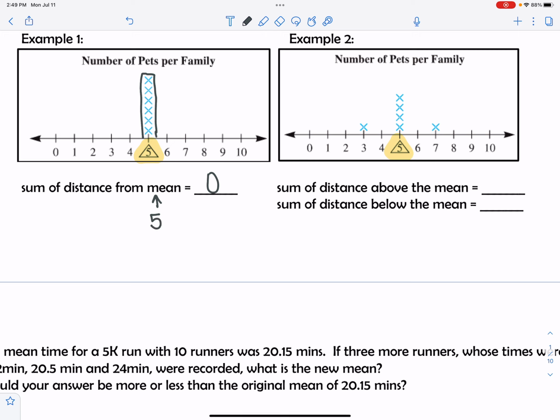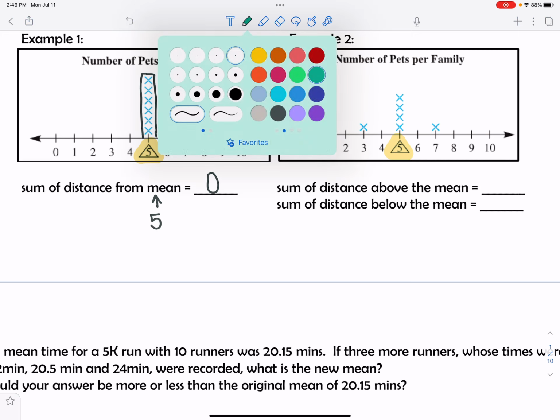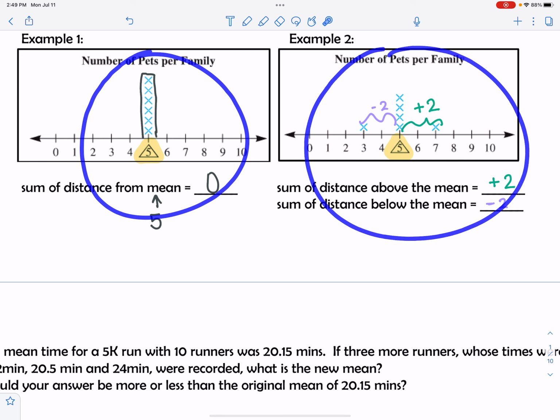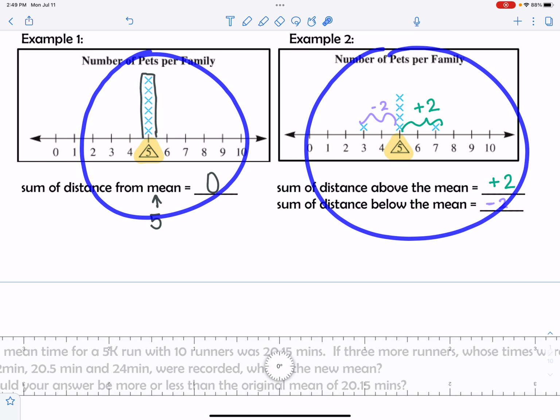Versus the distance above the mean in this one, I've got a +2 above the mean, and then the distance below the mean, I've got a -2. And so while the mean is a good picture, it also doesn't give us the full picture. Both of these data sets have a mean of 5, but they look very different.